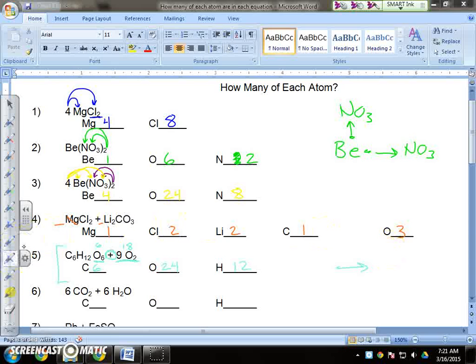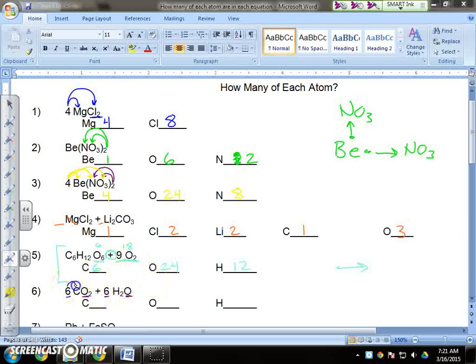And looking at number 6, 6 again is going to be the same kind of thing. I happen to have oxygens on the left and oxygens on the right, but this problem also gets a little tricky in the fact that I've got coefficients 6 and 6. So let's try this out.